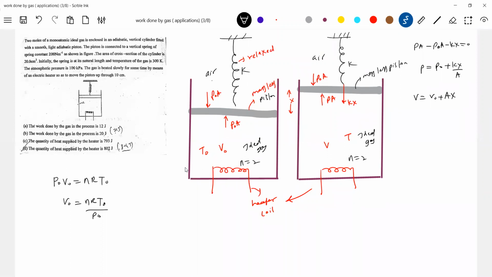Okay, we know initial volume. We know number of moles, T naught, P naught. Substituting, we'll get the condition. Okay, V naught we know. Then A. So we don't know the work done by the gas yet, no? Now for that, what shall I do? We know x.